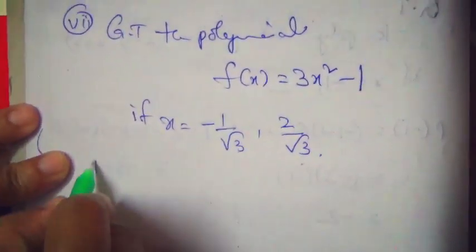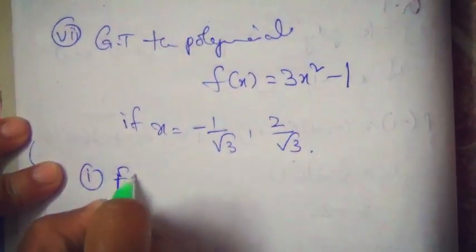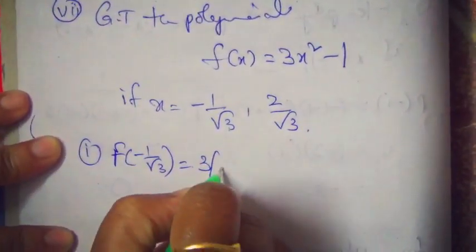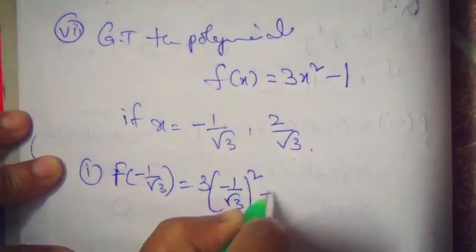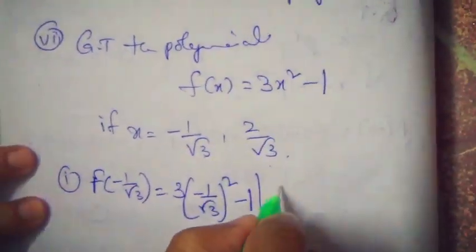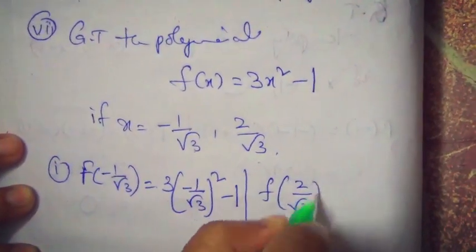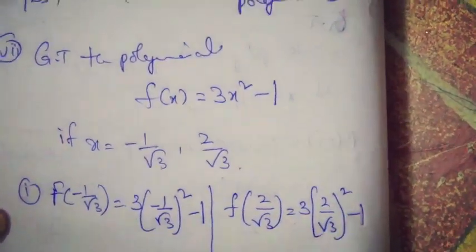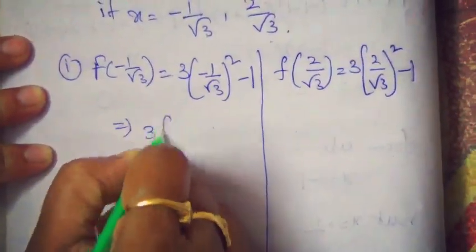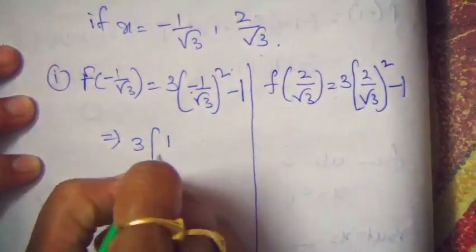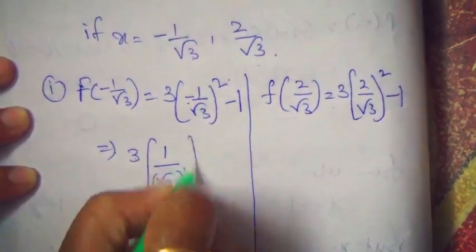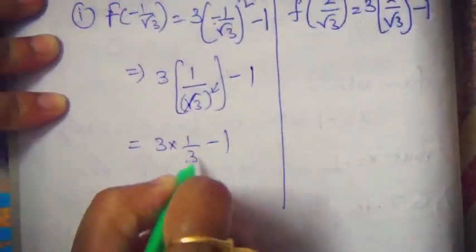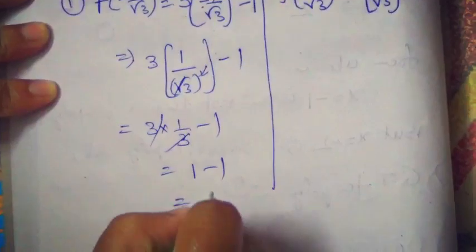Okay, so first we have to check f of minus 1 by root 3, that is equal to 3 of minus 1 by root 3 whole square minus 1. Second, f of 2 by root 3, that is equal to 3 of 2 by root 3 whole square minus 1. Here that implies 3 of minus 1 whole square means 1 by root 3 whole square. Square root cancelled, minus 1. That is equal to 3 into 1 by 3 minus 1. 3 cancelled. That is 1 minus 1, that is equal to 0.